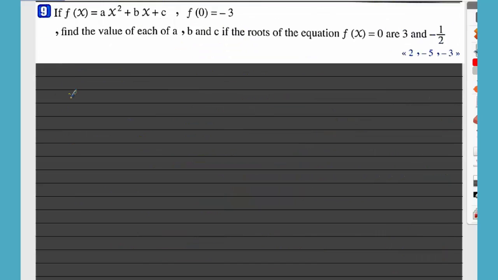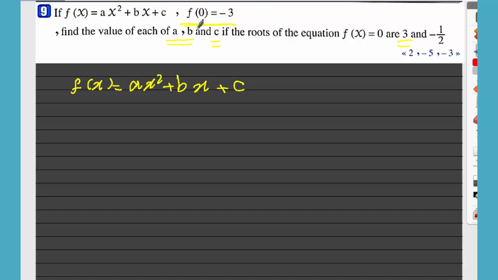Question number 9. f of x equals ax squared plus bx plus c, and f of 0 equals negative 3. Okay, f of 0 equals negative 3. Find the value of each of a, b, and c if the roots of the equation f of x equals 0 are 3 and the negative half. So we will use this information.